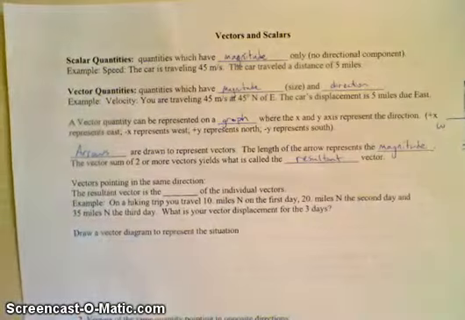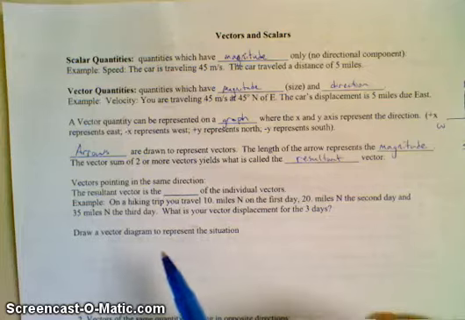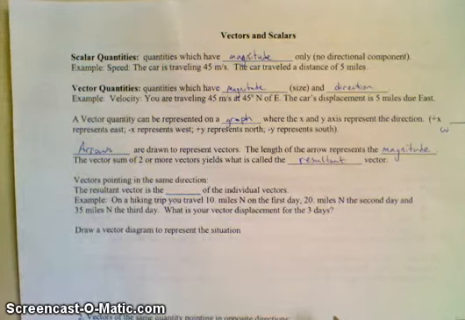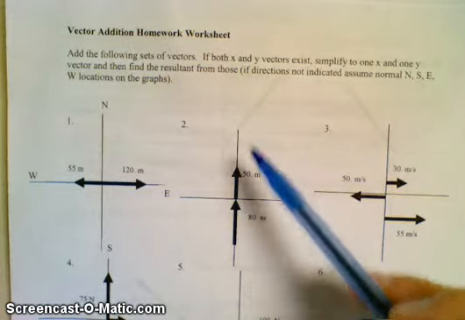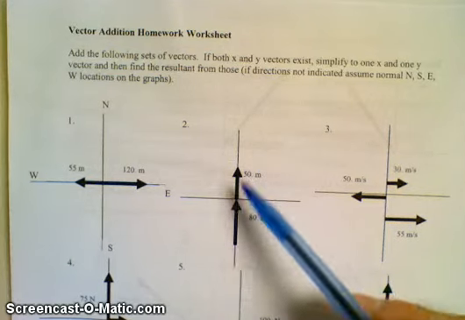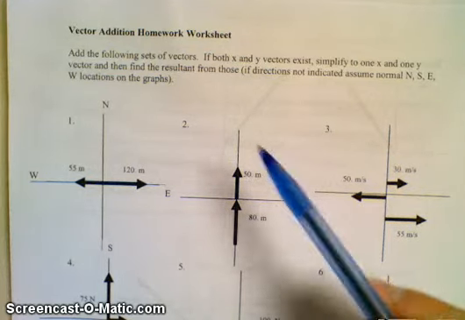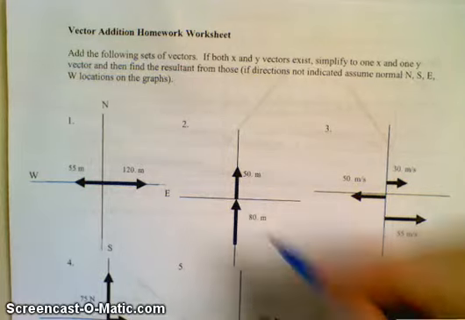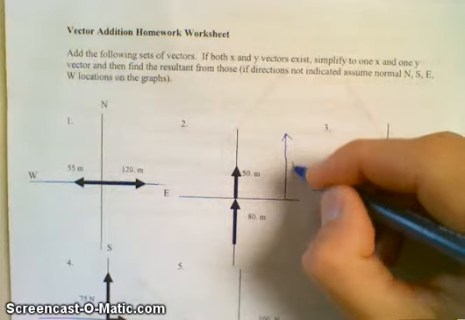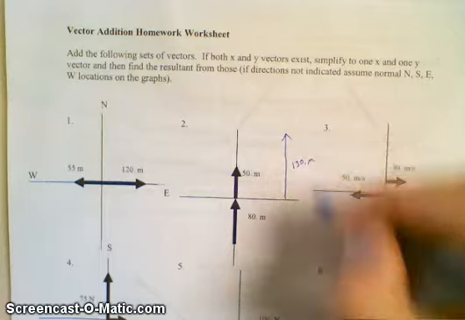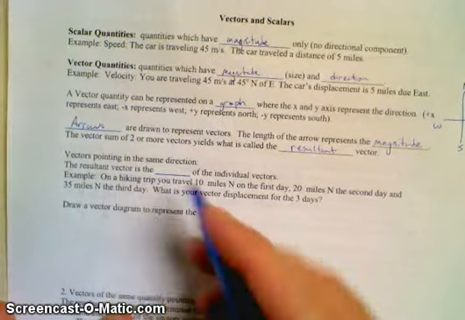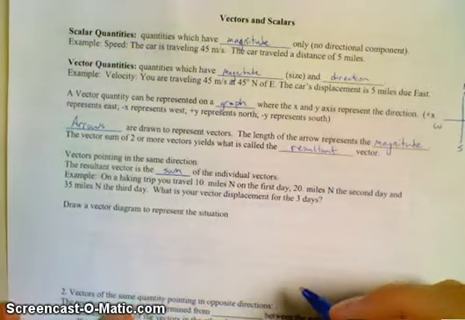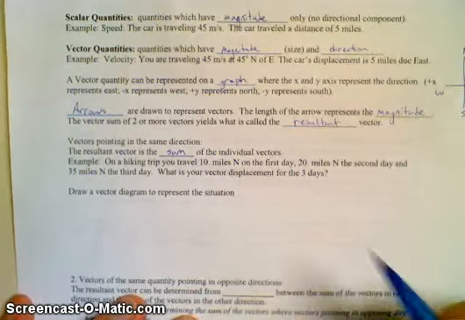So let's do some vector addition. If two vectors are pointing in the same direction, so if we look at our homework assignment, right here, let's look at number 2. See how these two guys right here are pointing in the same direction? Well, that means that we can add them together and take the sum of those two to get one resultant vector. So in this case, we get a total of 130 meters. We add the two together. So if we look at our notes, the resultant vector is the sum, which means addition, of the individuals. Then it gives an example here.